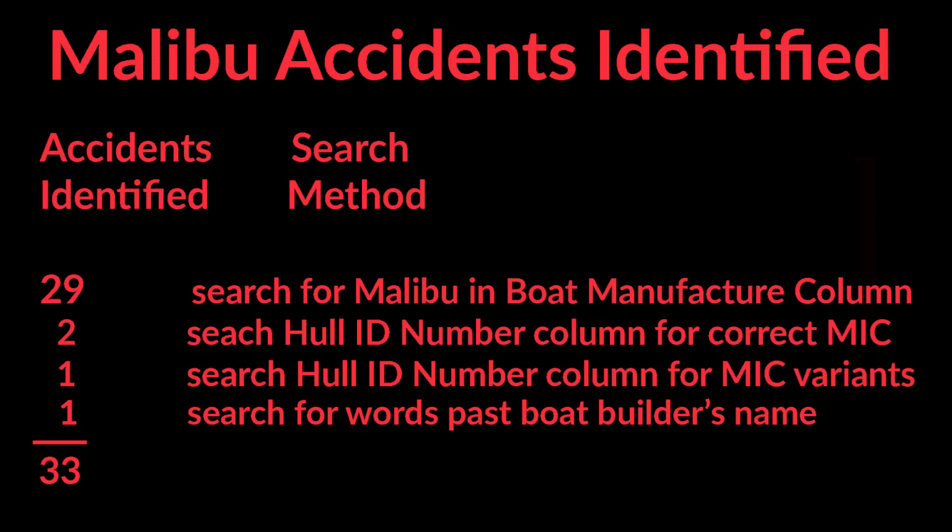We found 1 more Malibu accident in Part 2 when we searched for variants of Malibu's MIC code in the hull ID column. One of those entries did not have Malibu in the boat manufacturer column. In Part 3, we tried several additional approaches, each of which would require 2 errors, an error or a blank in the boat manufacturer column and an error or a blank in the hull ID number column. Our efforts in Part 3 found 1 more accident where there were words past the boat builder's name, such as Malibu Boats Inc. This brings us to a total of 33 Malibu accidents in the 2018 public BARD database.